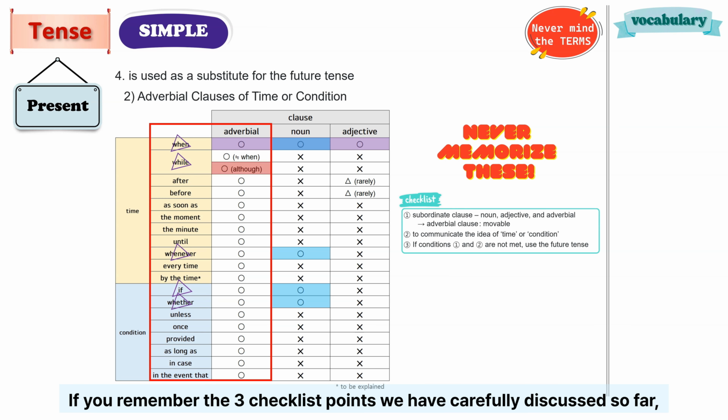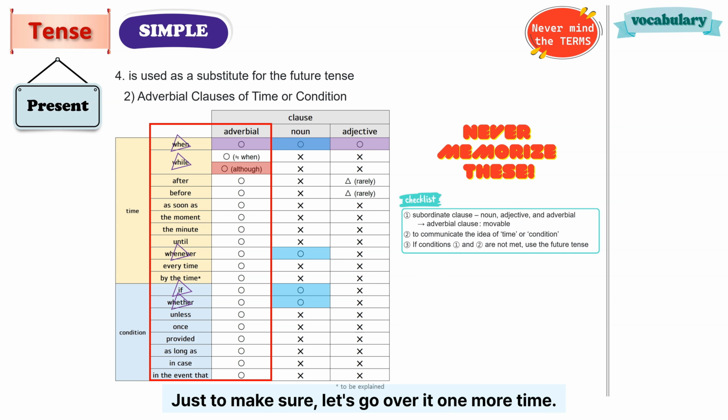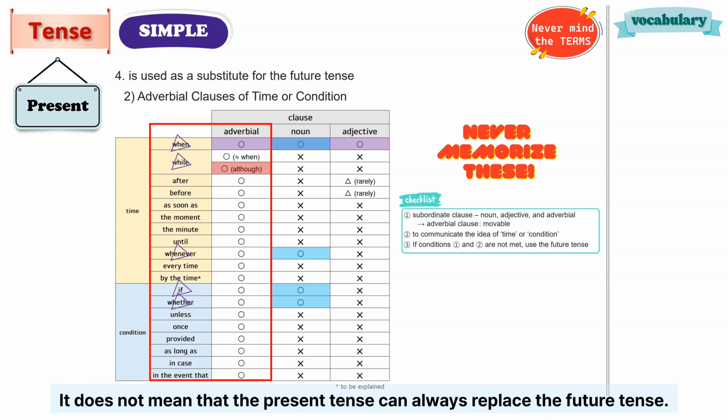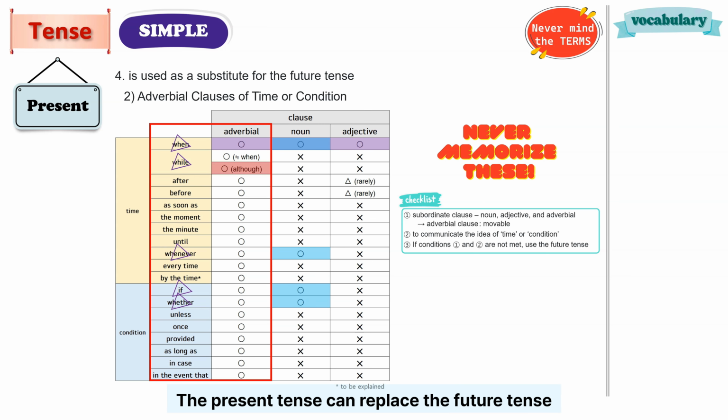If you remember the three checklist points we have carefully discussed so far, you'll have no problem solving questions or applying what you've learned. Just to make sure, let's go over it one more time. The circles in this table show that the conjunction can be used in adverbial, noun, or adjective clauses. It does not mean that the present tense can always replace the future tense. The present tense can replace the future tense only when all the conditions in the checklist are met. Therefore, you must pay extra attention when a conjunction has more than one circle in its horizontal row or when it has more than one meaning.